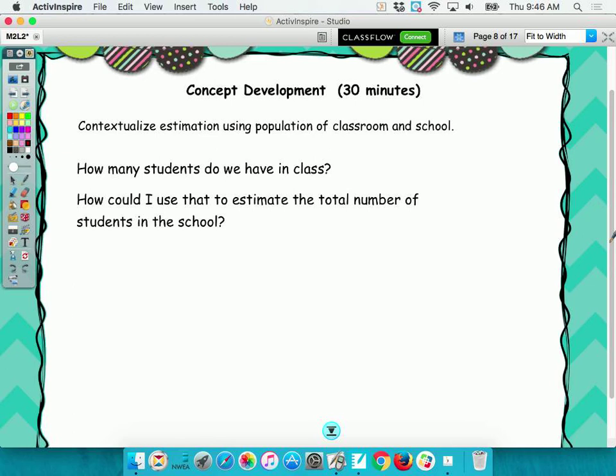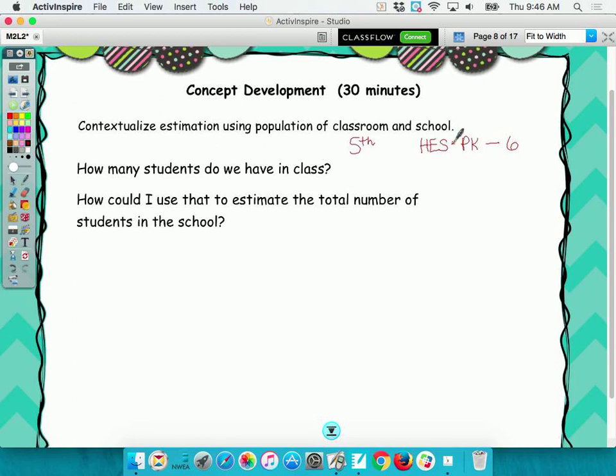Estimation using the population. What's population? How many kids in the classroom and the school? So let's start with 5th grade. Okay, we're going to use 5th grade, and then we're going to use HES, which is grades what? Pre-K through 6th grade.